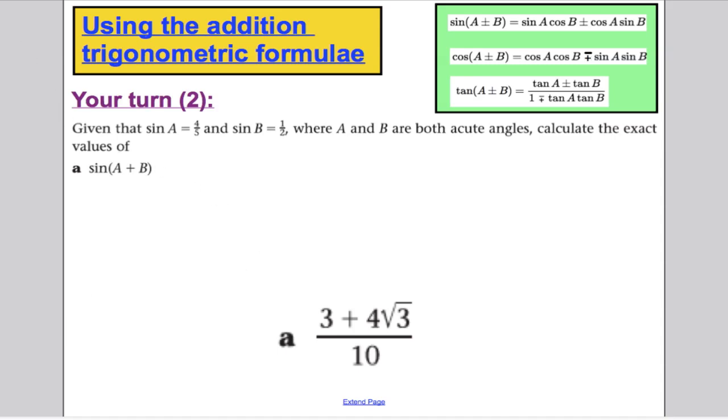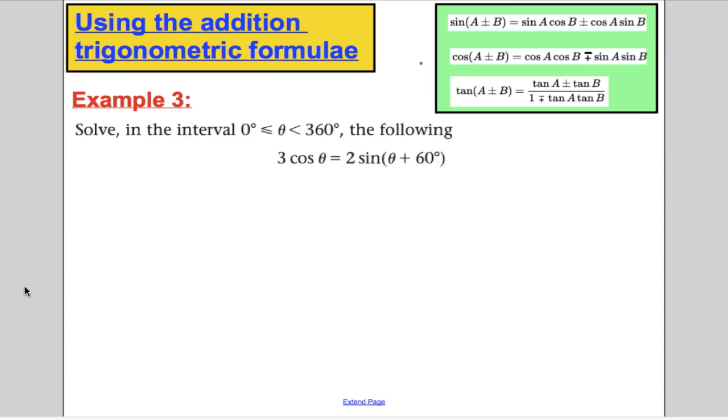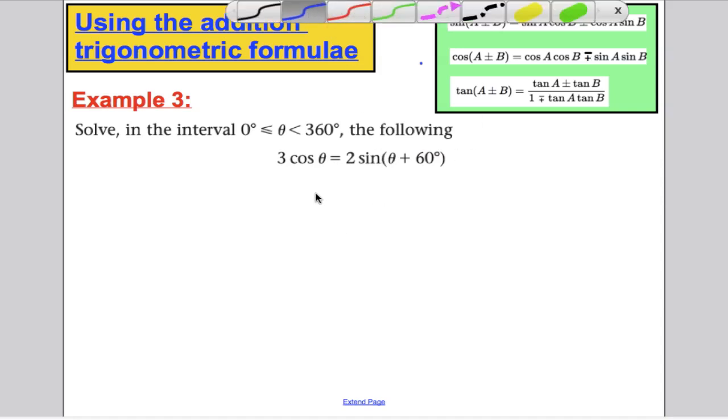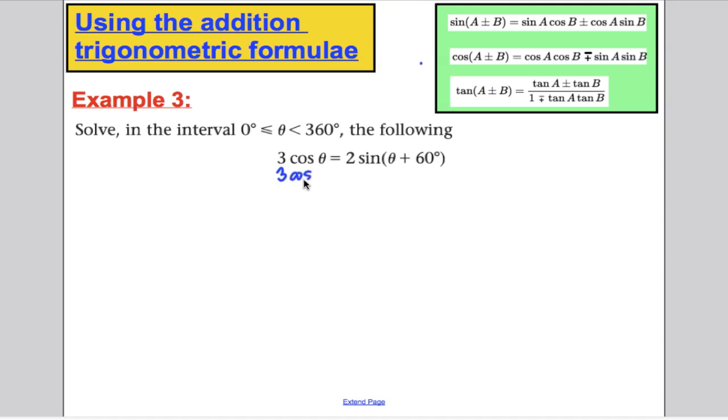Okay, moving on to a different type of question that can come up. We can use the addition formulae to solve equations. Here's an equation. We want to find theta between 0 and 360, and we're solving 3 cos theta is 2 sine theta plus 60. So just follow your nose and expand out the sine theta plus 60 using the addition formulae, using that one up here. So we'd say that is 2, and we'd say that is sine theta cos 60 plus cos theta sine 60.